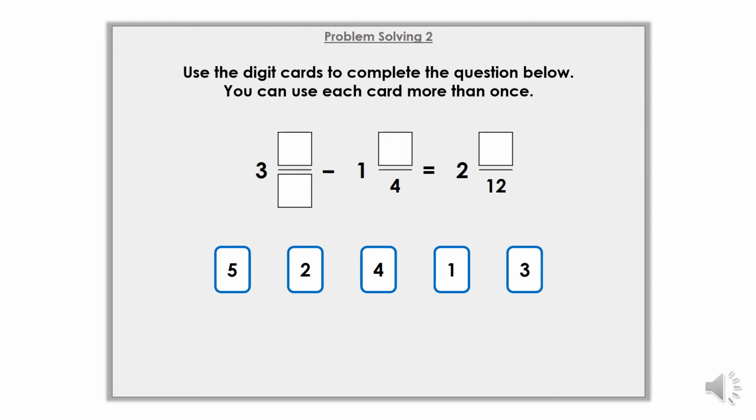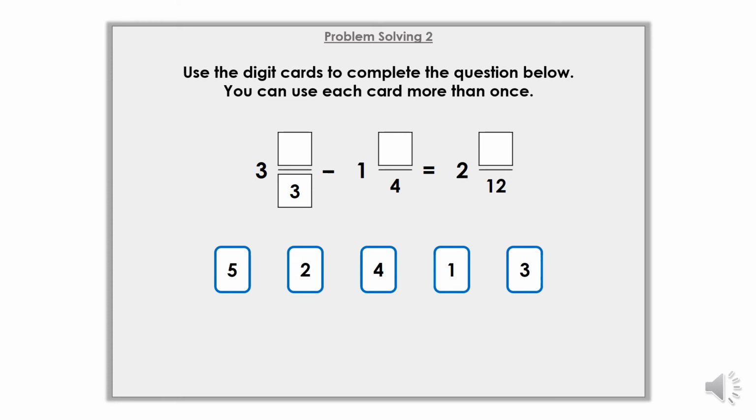Did you notice that the answer in the denominator is 12? What does that mean about the two fractions that make up the question? Yeah, they must be factors of 12. So can you see we've already got a 4. What other number could we have in there? Yeah, I decided it was going to be a 3. So where does that leave us now?